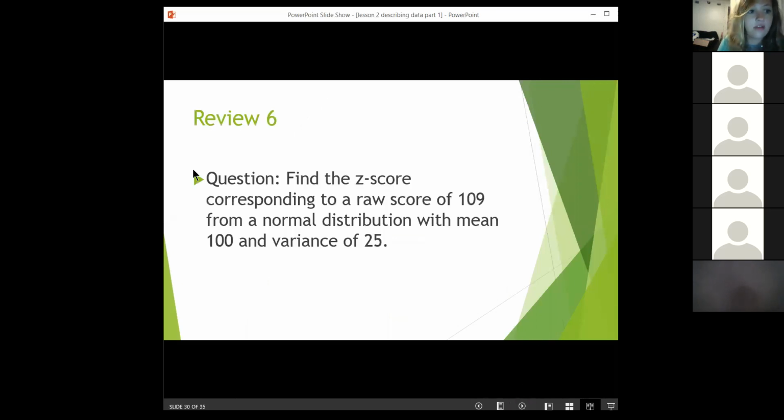All right, number 6. Find the z-score corresponding to a raw score of 109 from a normal distribution with a mean of 100 and a variance of 25. So read this one carefully and try it out.